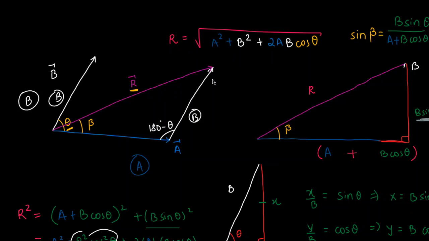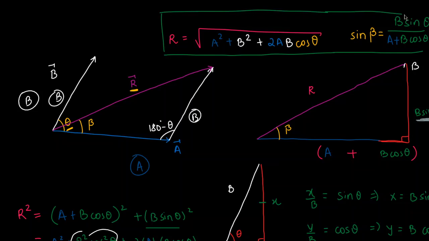Given two vectors a and b, which make an angle theta between them, you can figure out the magnitude and the direction of the resultant vector that you get by adding them. And if you want to do a quick example, you can do that.